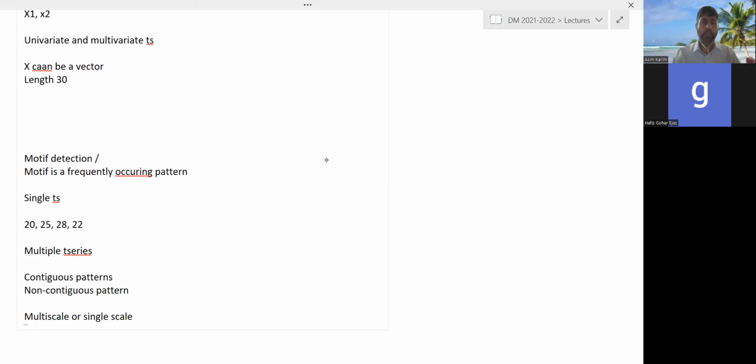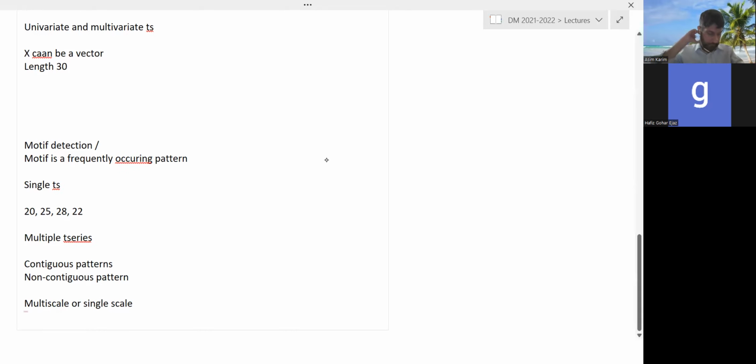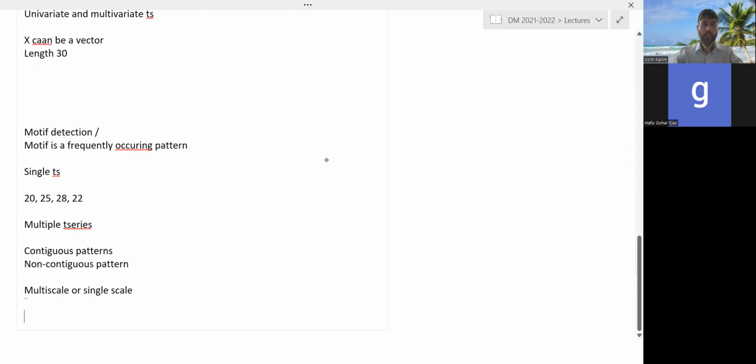So what are the patterns over months? What are the patterns over weeks? What are the patterns over days? That would be multi-scale. And of course, single scale would have a fixed scale, whatever you specify. It could be daily, it could be weekly, and so on. All right, so let's move on.